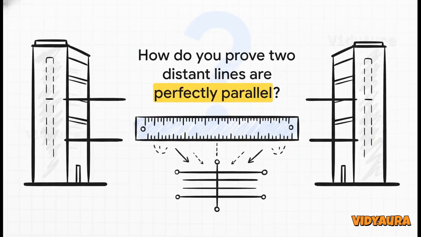I mean, really think about it. Imagine you're building a huge skyscraper. You've got the first floor set, and now you're working on the 10th floor. You can't just stretch a giant ruler between them, right? So how do you know for sure that they're perfectly parallel? There has to be a foolproof way to do it.